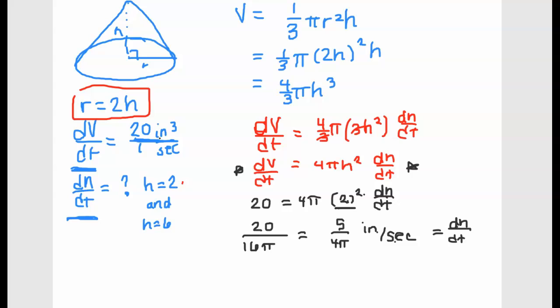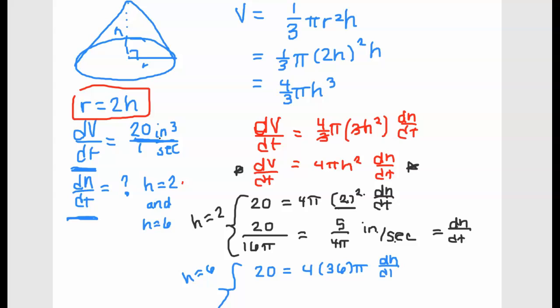So then this is for h equals 2. And then the second part is h equals 6. And it's exactly as suggested. Now 6 squared gives you 36. 36 times 4 is much larger. It's going to be 144. So my dh/dt is going to be 20/144 pi inches per second.